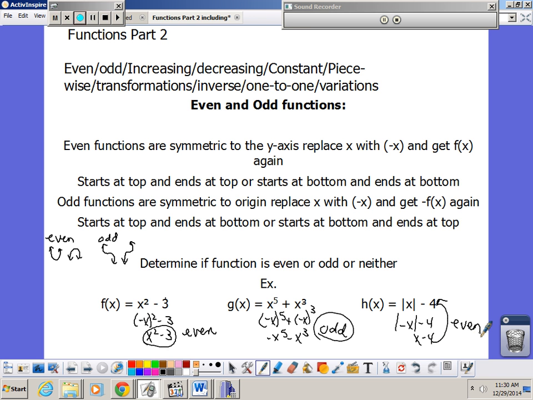If it doesn't come out even or odd, then it's neither. That's possible too, so you want to look for that. But all we're doing is plugging in the negative x and seeing what happens. If it changes the signs, like here, it's odd. If it ends up exactly the same, it's even.